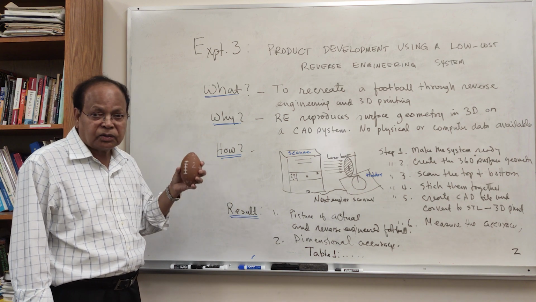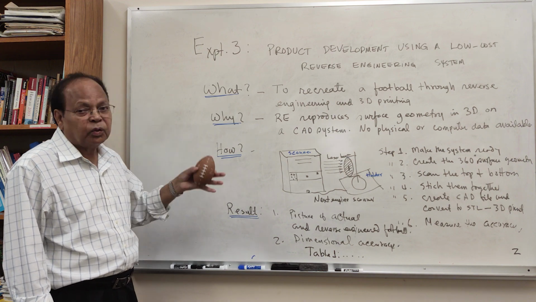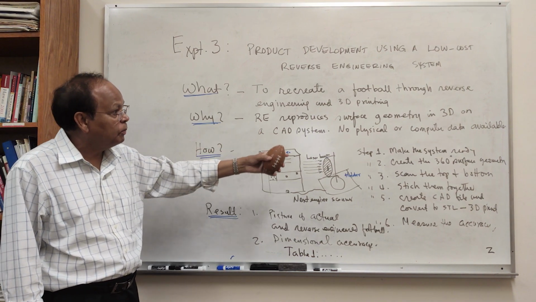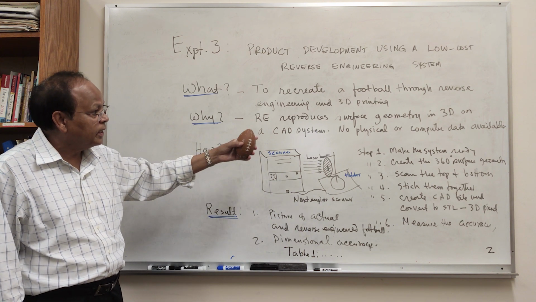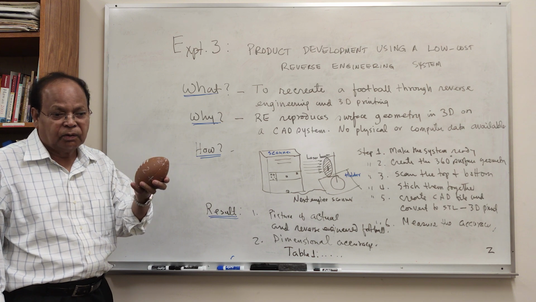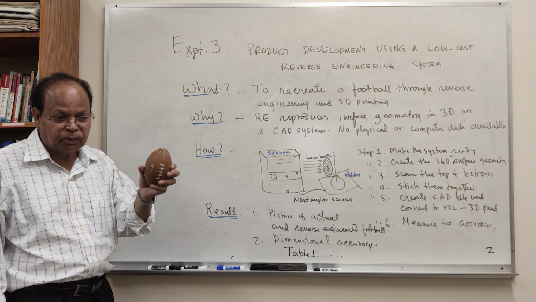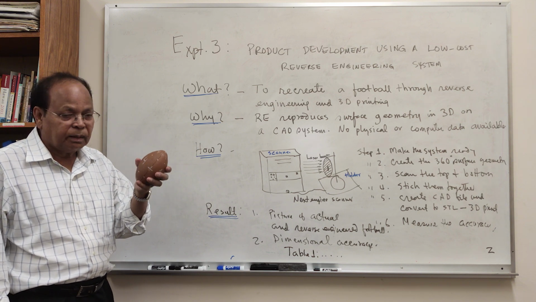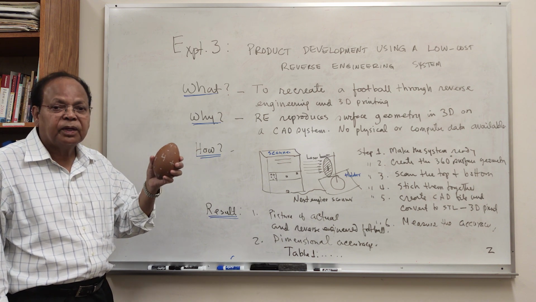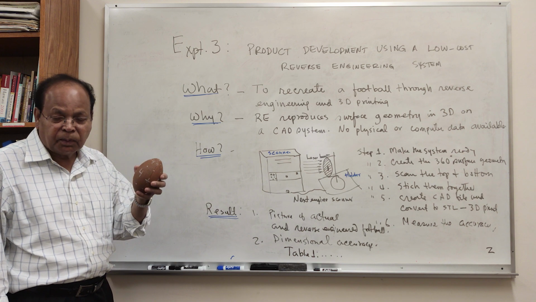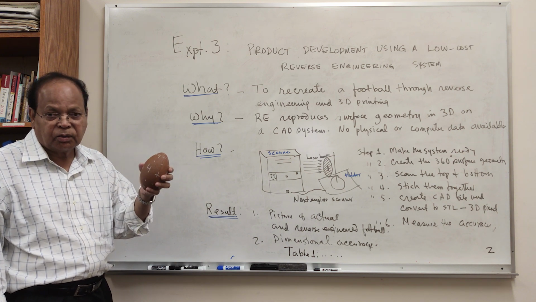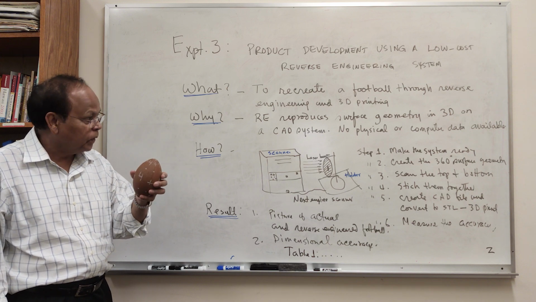So as I always talk about what we are going to do in this experiment, our goal is to recreate a football through reverse engineering and 3D printing. This is the American football, or something that looks like an American football, that I have, and I'm going to give it to you. You need to use my low-cost system to recreate another football that looks like this, and then compare the dimensional accuracy of that one versus this one.